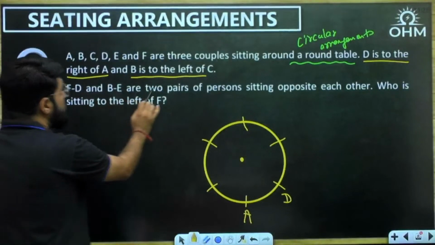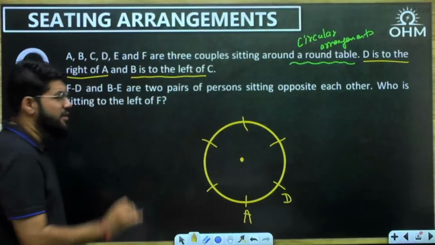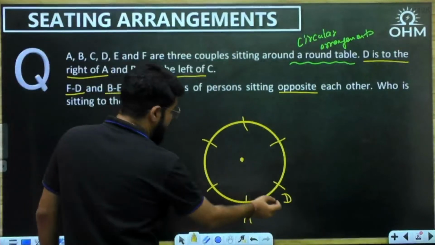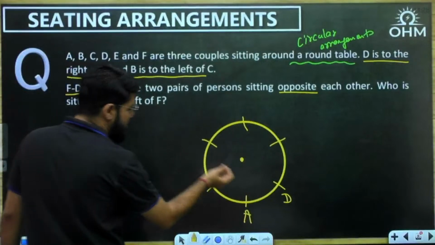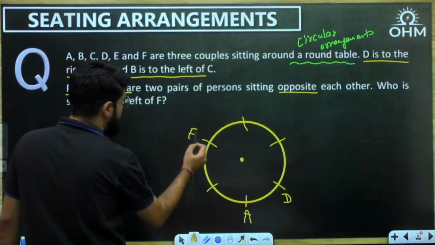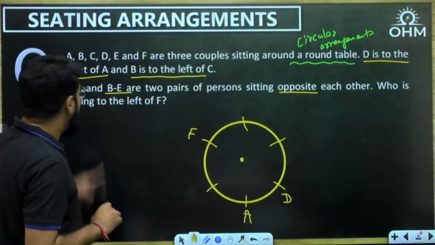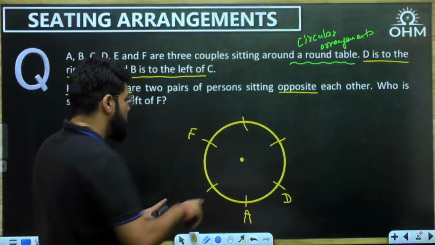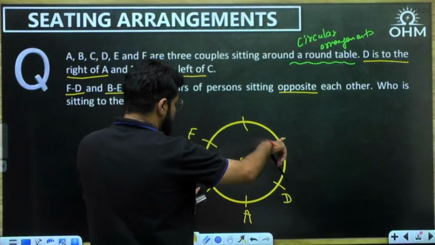FD and BE are two pairs of persons sitting opposite each other. FD and BE are opposite each other. The D I have, and F should be opposite to it. So on the 180-degree line, this should be F. Now BE is also opposite. Only one place is left at opposite, this is BE.